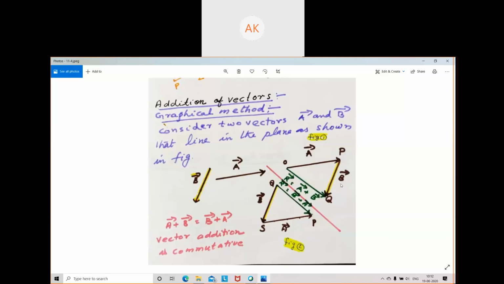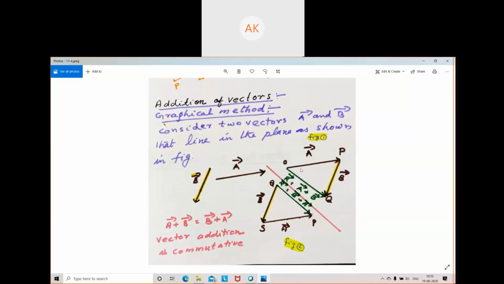A plus B. The resultant vector will give the same effect as is produced by the individual vectors. Okay, so this is A plus B. Now we got A plus B. Very easy now. What is to be careful? Magnitude, you have to take carefully. Direction also you have to be very careful.